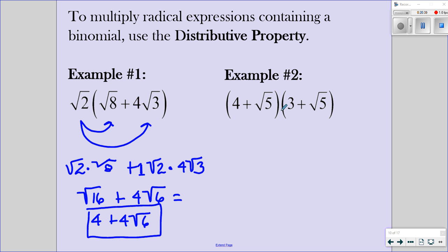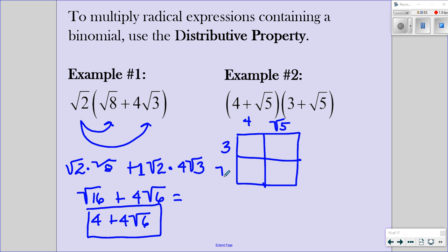Now when it comes to this, there's something that I taught you in algebra where you can use the box method for this. So you put 4, and then you got square root of 5, you got 3, and then square root of 5. Make sure you put whatever sign in the front of it, but since it's plus, that's fine. So this will give us 12. You're multiplying this, and this one will give you 4 square root of 5. This will give you 3 square root of 5. That will give you square root of 25, and square root of 25 is 5.